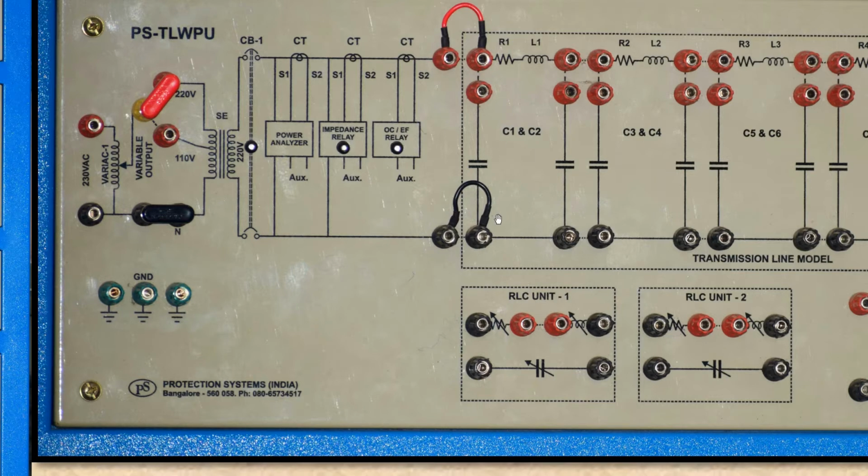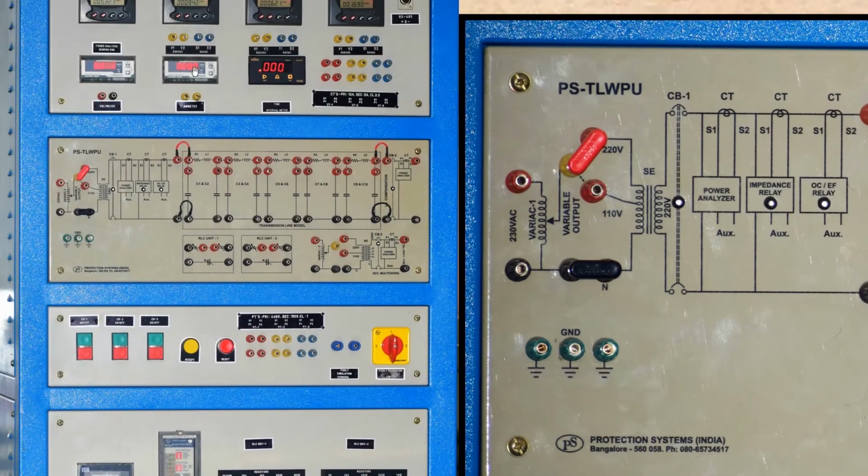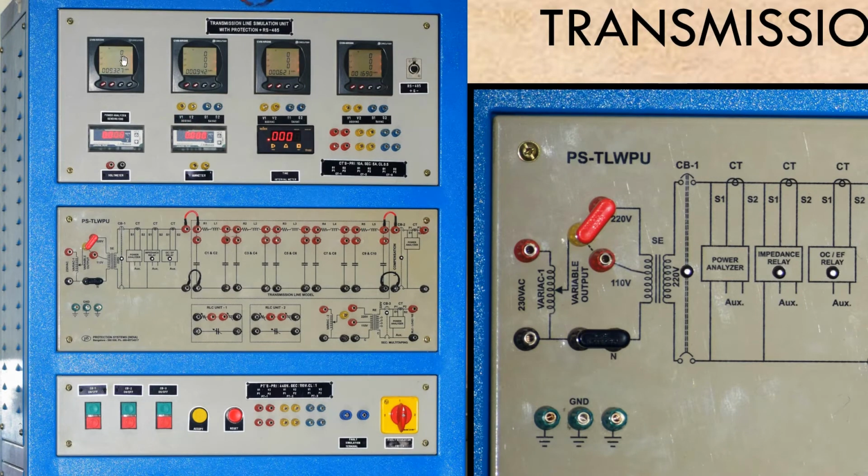So circuit breaker 1 is used to switch the sending end transformer and the transmission line. And also we have a power analyzer which is connected internally, and in the measurement section, if you see, this is the power analyzer which is connected internally, and this is connected at the sending end.